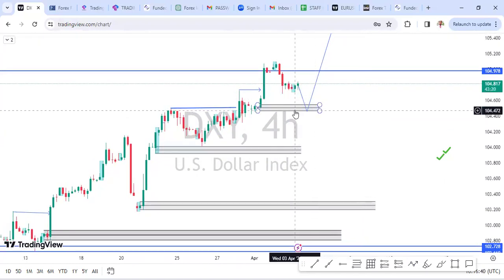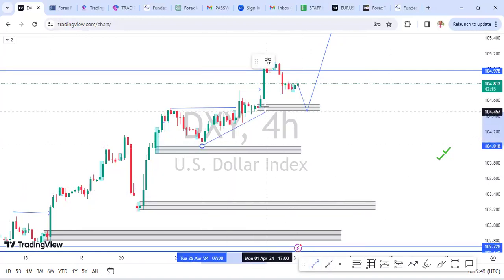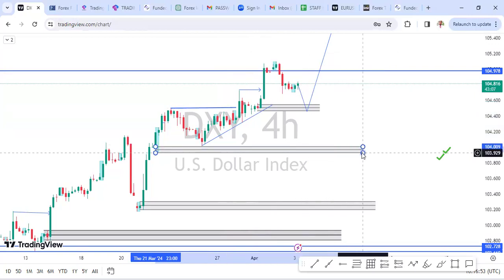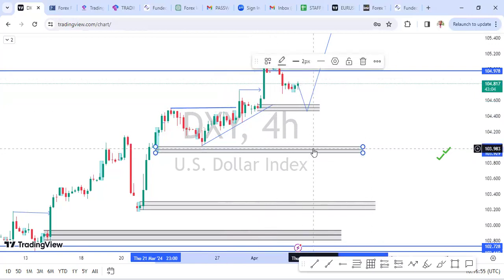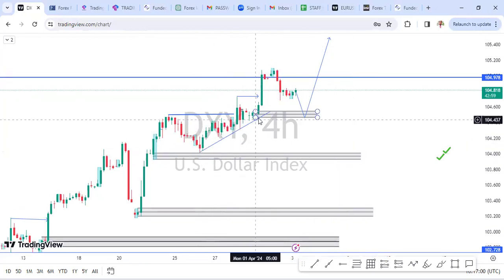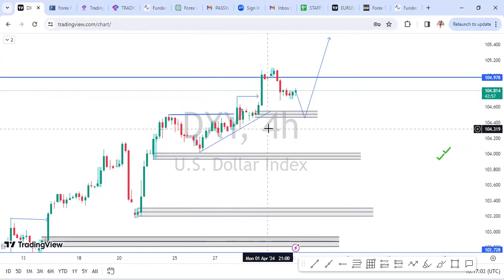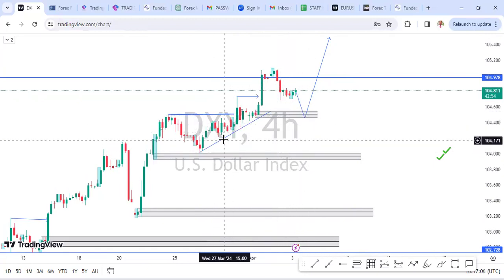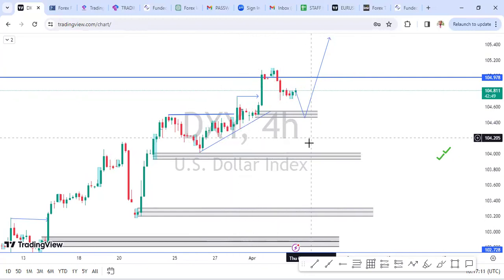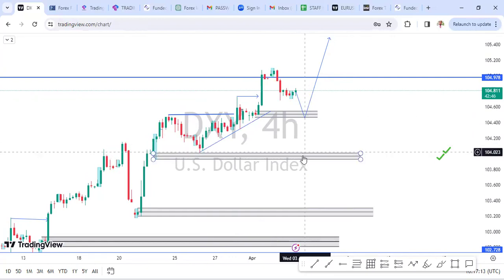Then if this demand fails to hold price, we have a series of liquidity residing in this low. So the possibility of price coming to retest this place is very, very high because of this liquidity pool that is residing here. So we have this place to hold price. If price fails here, then price could come here, and we look for a buy opportunity here on DXY.